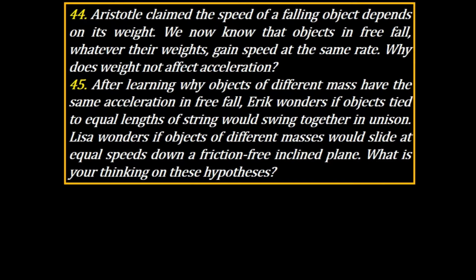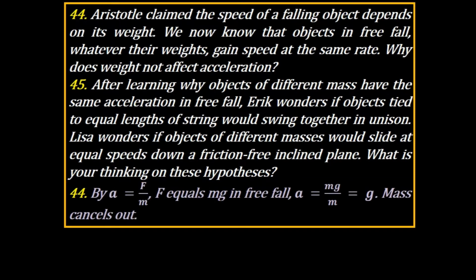Aristotle claimed the speed of a falling object depends on its weight. We now know that objects in free fall, whatever their weights, gain speed at the same rate. Why does weight not affect acceleration? By A equals F over M, F equals mg. In free fall, A equals mg over M equals g. Mass cancels out. So mathematically, you can see how that's actually quite true.